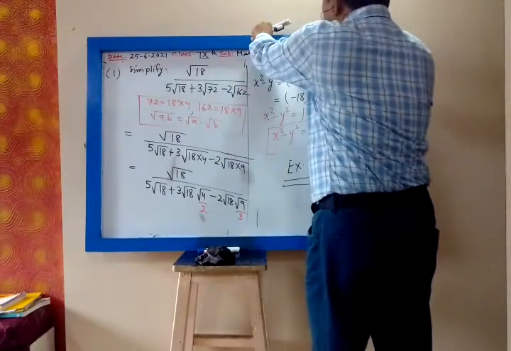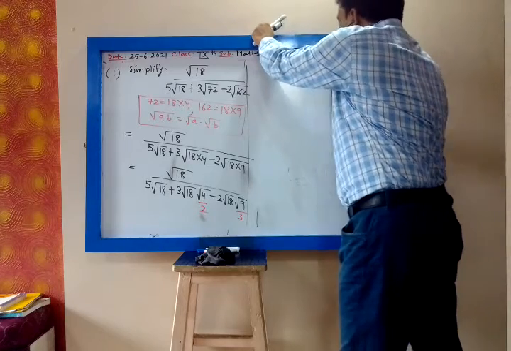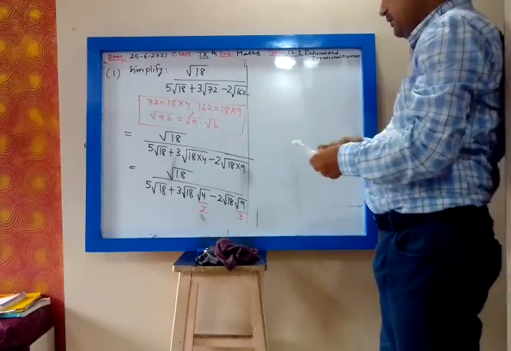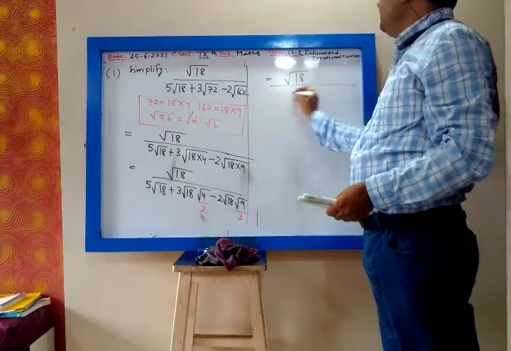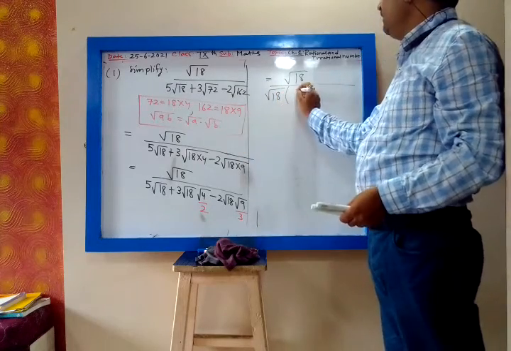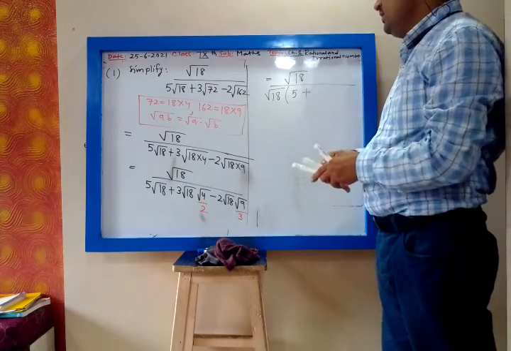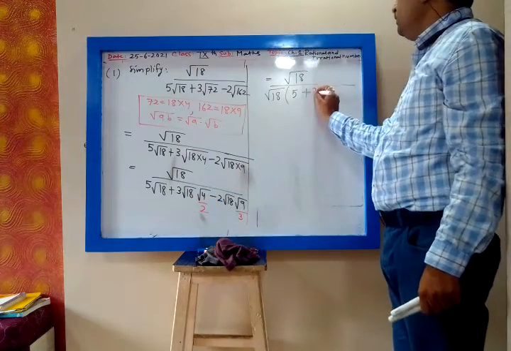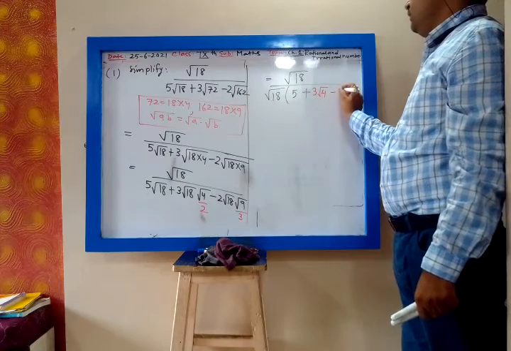So now what is common in the denominator? Tell me. What is common? Root 18 is common. Yes, root 18 is common. So root 18 divided by root 18 is common. So what is left in the first? First it is 5 plus, what is left? Root 18 I have taken outside. So what is left? 3 root 4 minus 2 root 9.